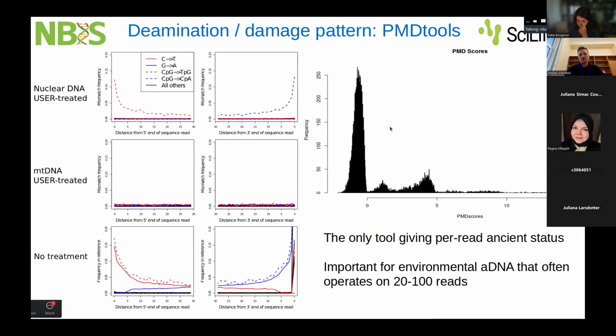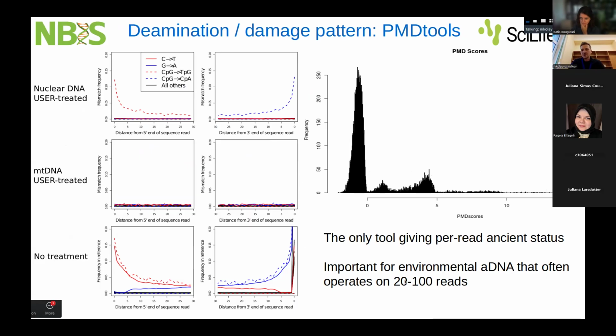And this is beautiful, in my opinion, especially for environmental ancient DNA people who deal with just a very limited number of reads. There is no way you can run mapDamage on 20 reads. But with PMDtools, there is a chance that all these 20 reads get high PMD scores. It's a weak but still some evidence that suggests that those reads are probably ancient, even though it's only 20 reads.